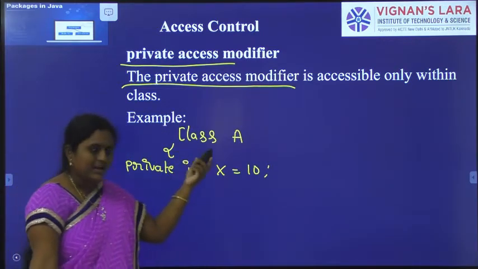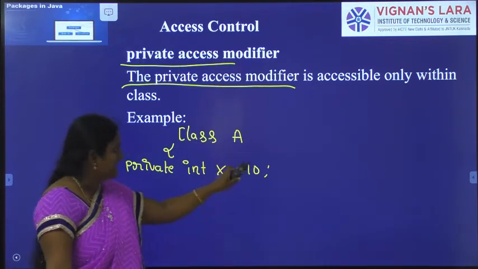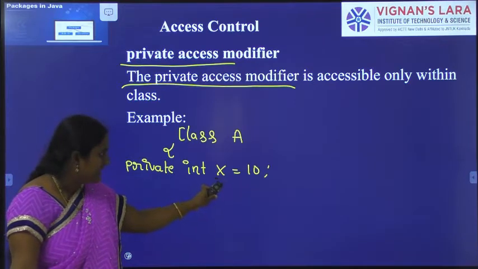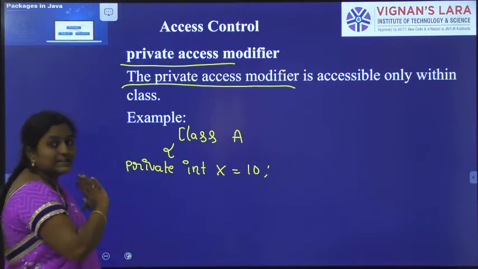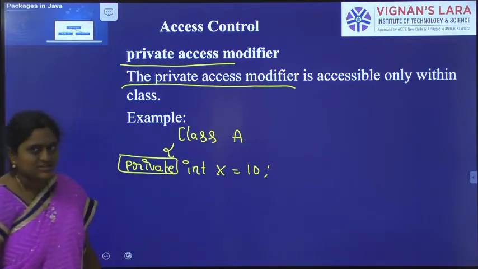So here I am defining one class. Our class is A. In this class I am defining one variable. Here x is a variable of type int, and it is a private access specifier. X is a private access specifier.